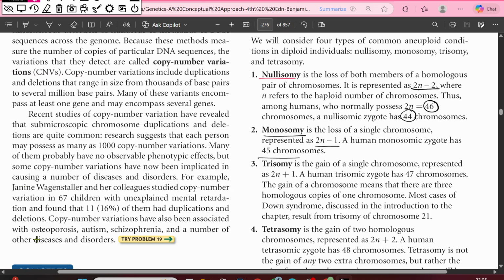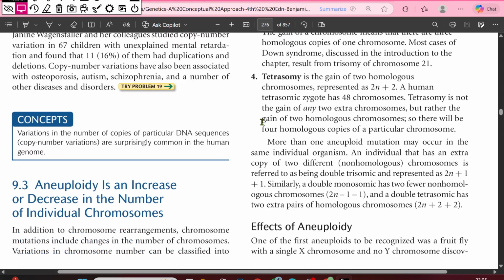In trisomy, rather than removal, one chromosome gets added. For example, Down syndrome is a trisomy of chromosome 21. So there are 3 copies of chromosome 21 present, and this is the classic example, as I told you. The next case is tetrasomy, which is 2n plus 2. So these are the various kinds of aneuploidies which can occur.